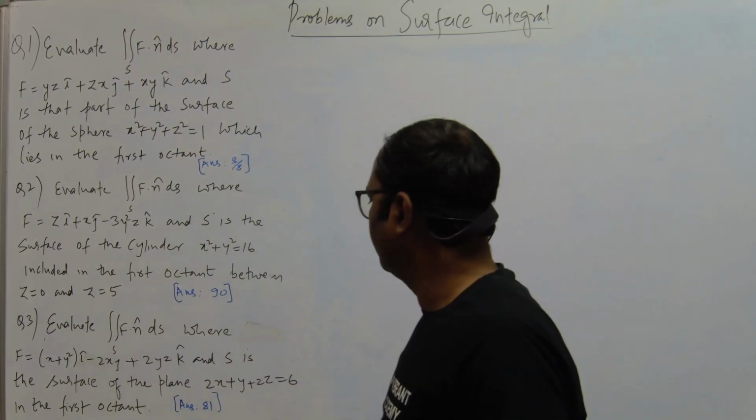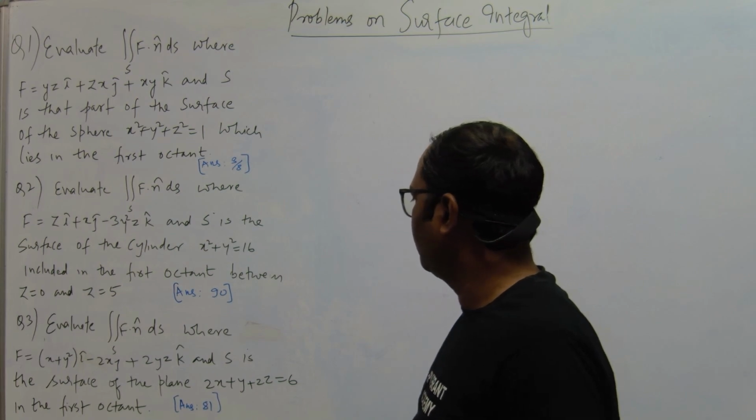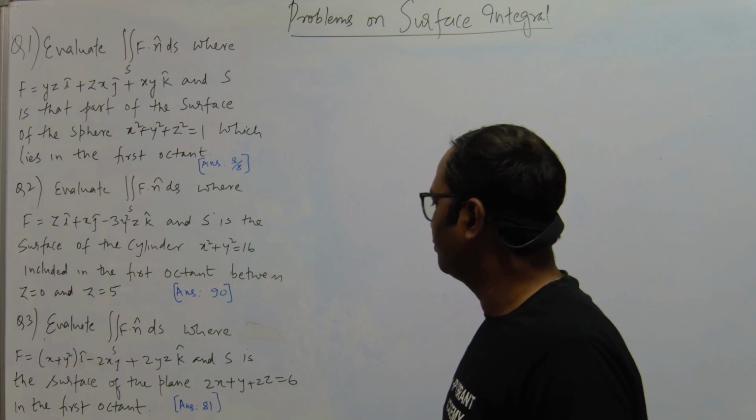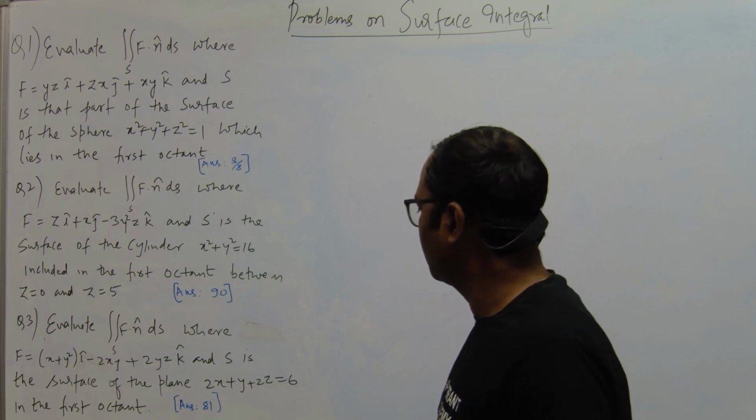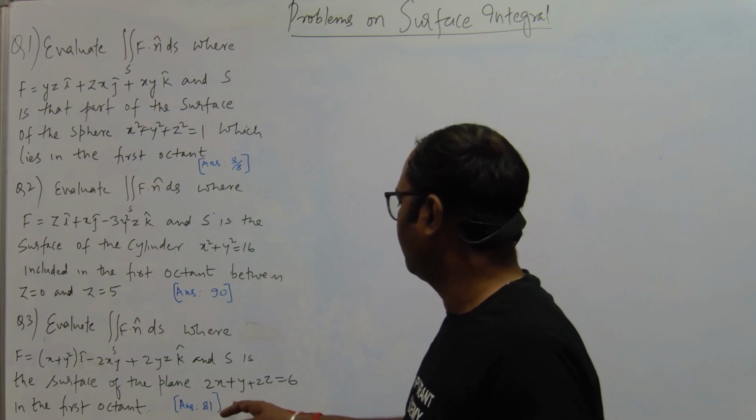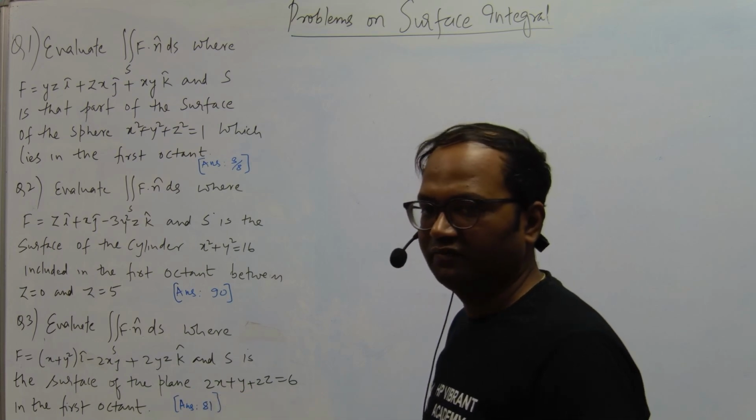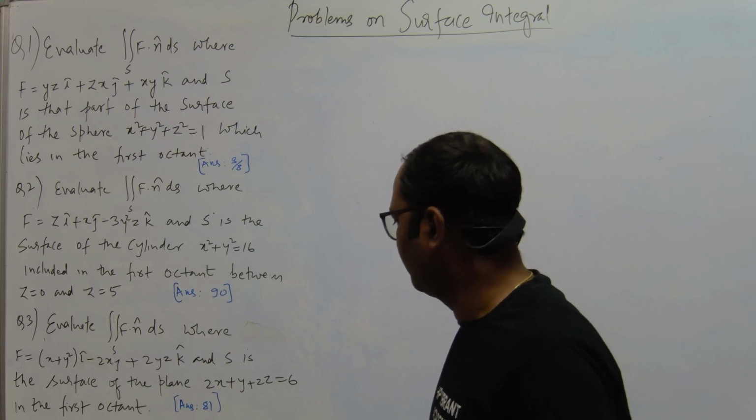Okay. So question number 3, we have to evaluate the surface integral of F dot n cap dS, where F is equal to (x plus y square) i cap minus 2x j cap plus 2yz k cap, and S is the surface of the plane 2x plus y plus 2z is equal to 6, which is in the first octant. Let us draw this plane first.